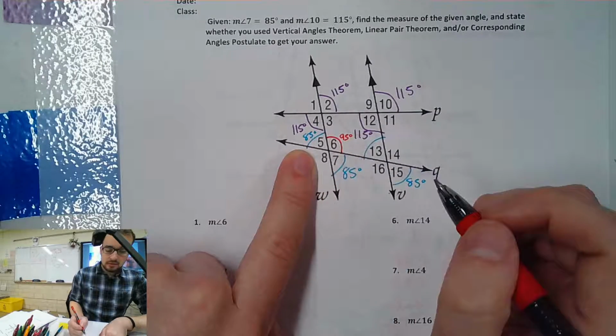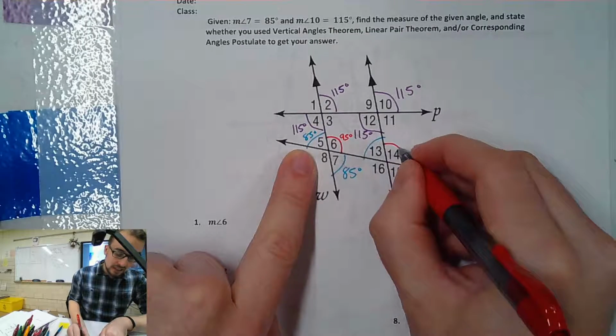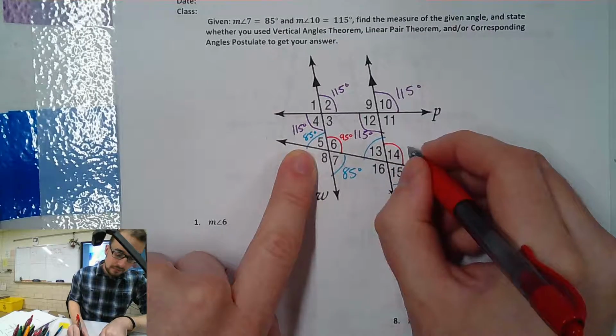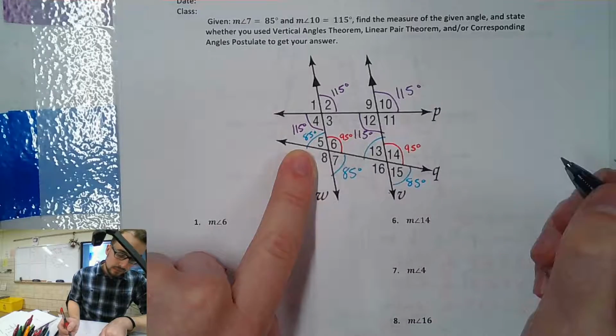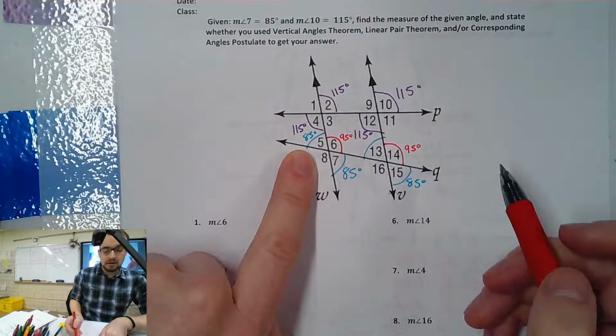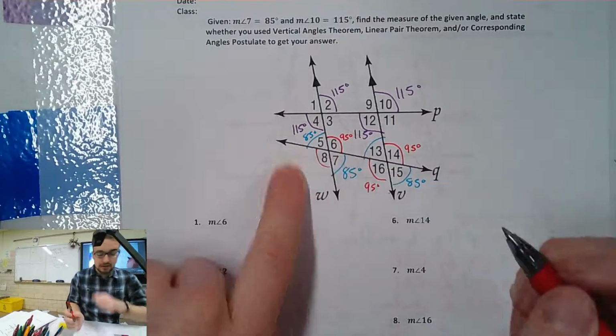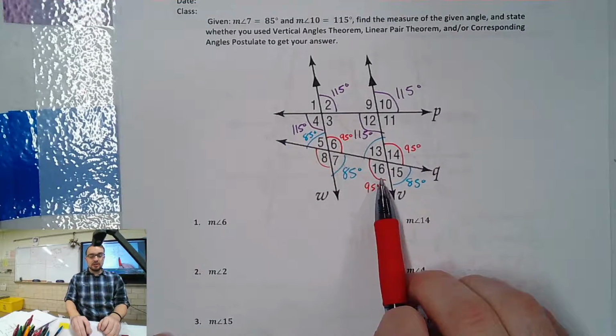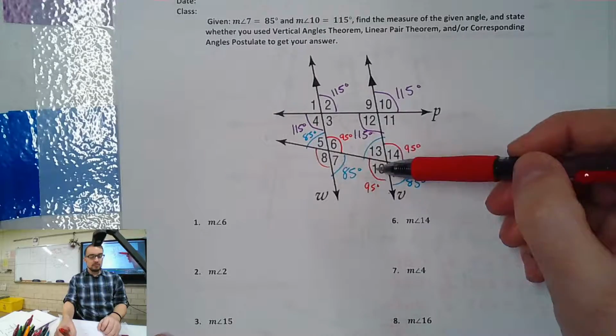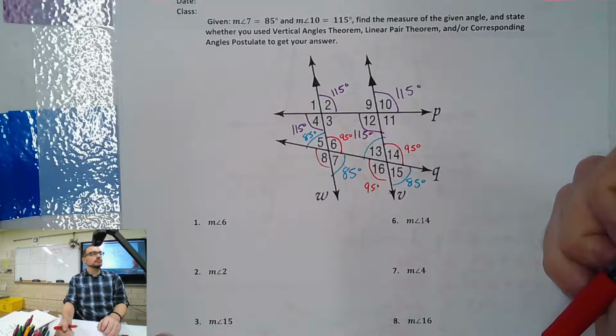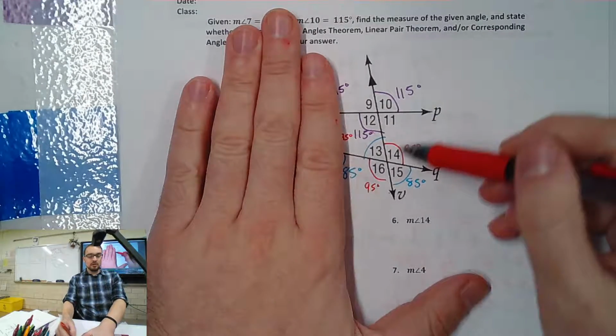All right. 6 and 14 will be congruent by CAP. Also, you just do linear pair again to figure it out with 13, right? And then vertical angles for 16 and 8. Will 16 be congruent to 12? No. And look, they're not, because we don't have two parallels cut by a transversal.